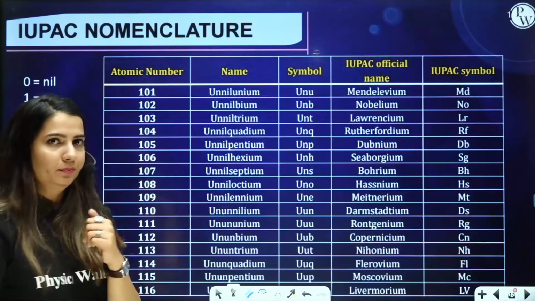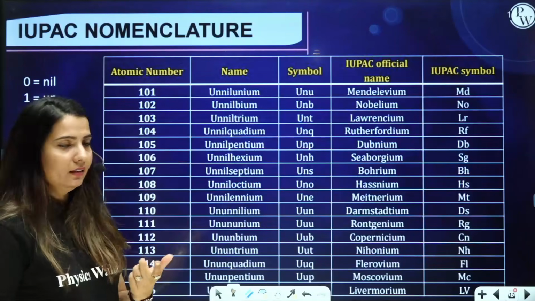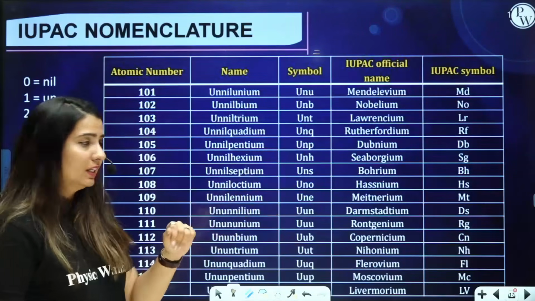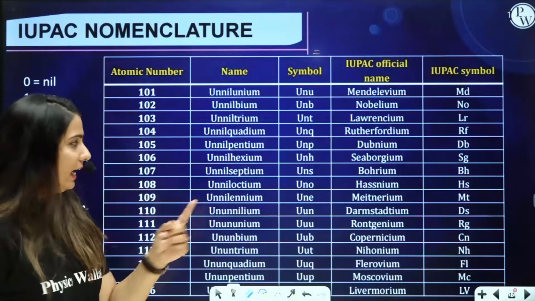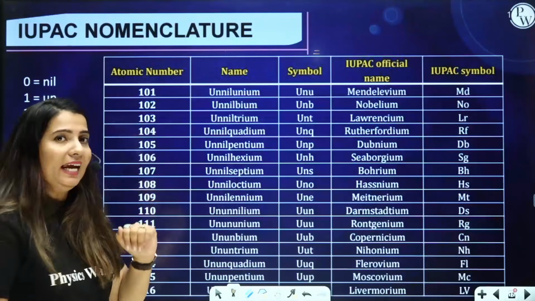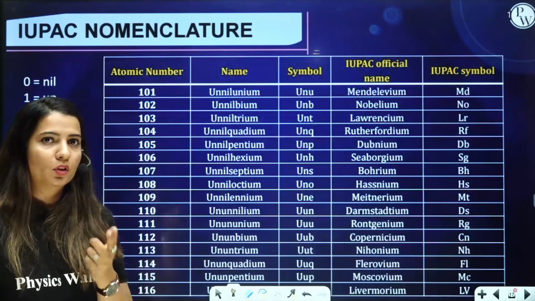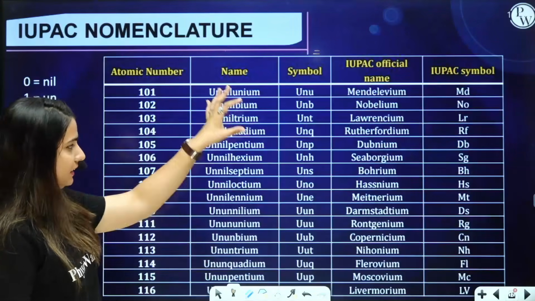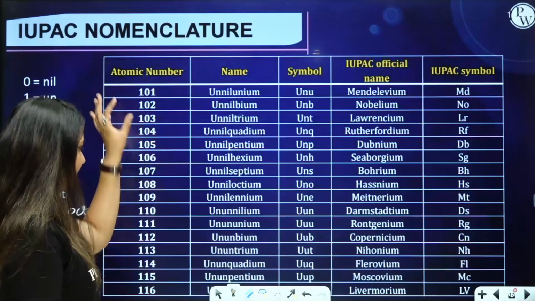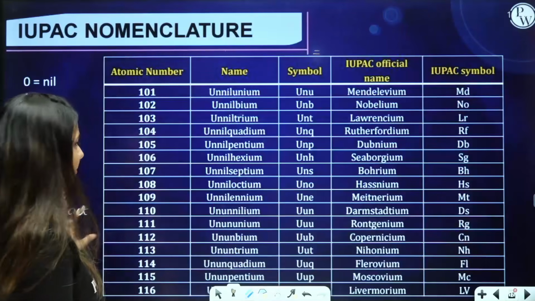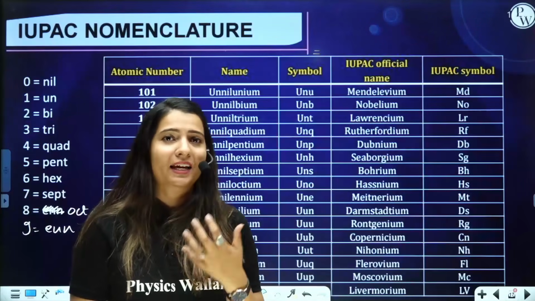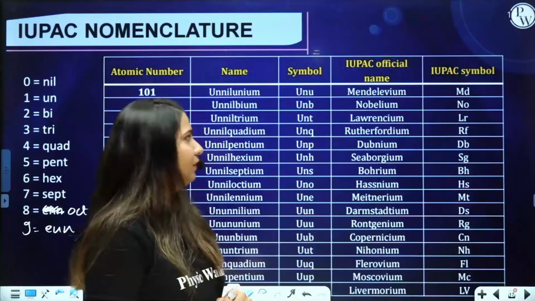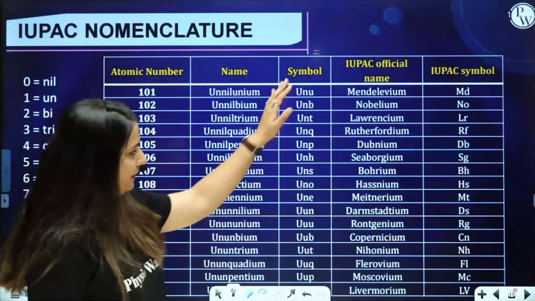Let's say I have 108. So 1 is un, so you will write the U over here. Then 0 is nil, right? N over here. And there is 8. 8 is octium, oct. So O. So we will write UNO. Okay. So these are the symbols, these are the names, these are the numbers. And these are the names of the numbers you need to remember so that you will be able to write the names.